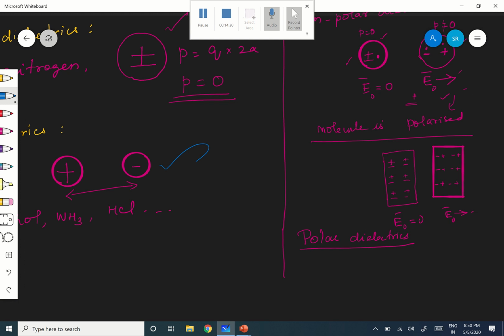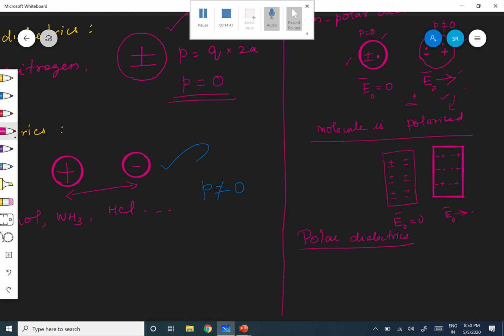okay, they are actually not coinciding. There is some distance of separation. Therefore, P is actually not equal to 0. They have some non-zero dipole moment of their own already. But what is the difference here? What is the problem here?